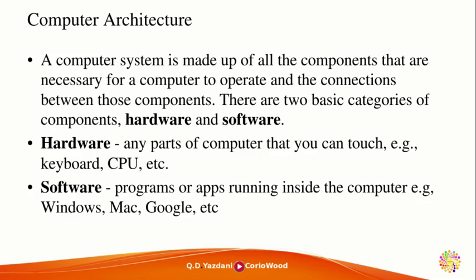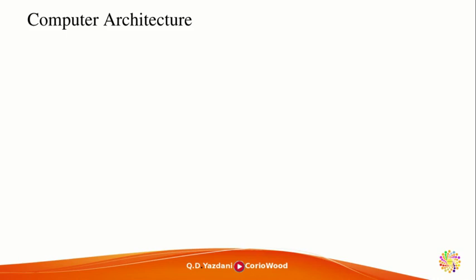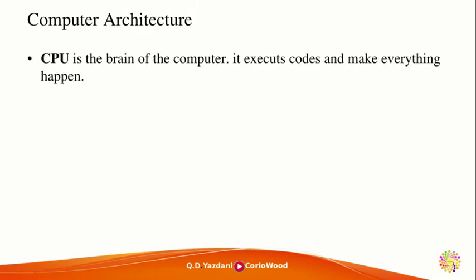So there are two basic categories of components. Hardware is something that you can poke with a stick, and something that you can't poke with a stick, for example an app, or something that provides a service to you or interacts inside the computer monitor, is called software. Now we're going to see the internals of the computer, how the computer architecture works, and the different components of the computer architecture.